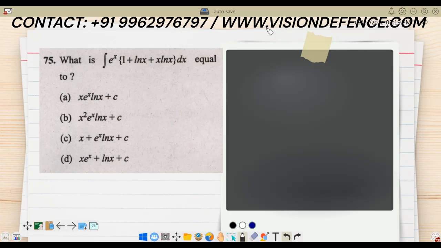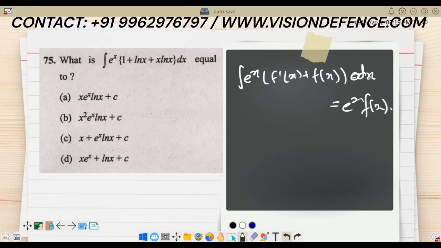Okay, now we are going to see the 75th question. Actually, this is a very simple question, provided you know the property that the integral of e power x into f dash of x plus f of x dx is equal to e power x into f of x plus c, of course.